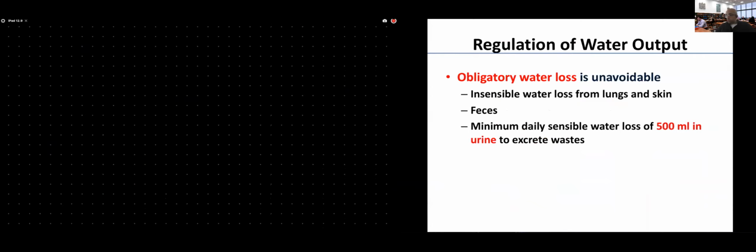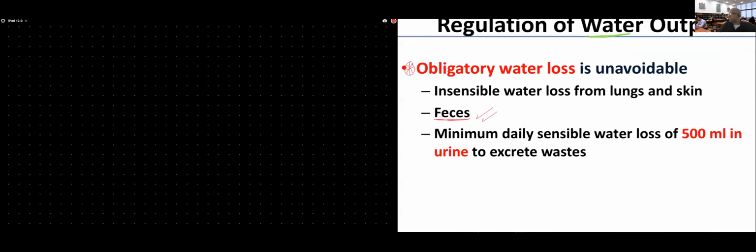All right, so moving on to the regulation of the water output. So how do I monitor and regulate the amount of water that I'm losing to the outside? There is an obligatory water loss, which is unavoidable. It's like the insensible water loss through the lungs and skin. You don't have any control on it. The amount of water that you lose with feces, and this is very important because it prevents you from having constipation.